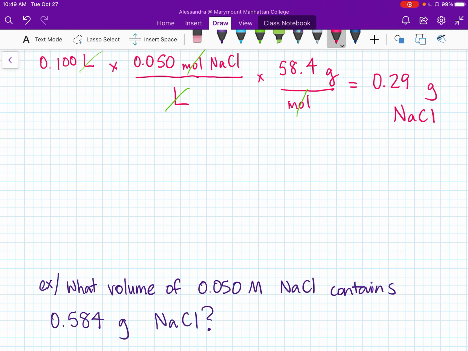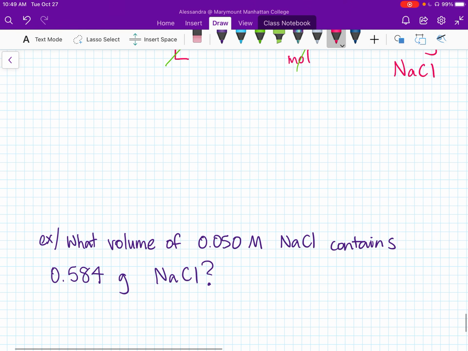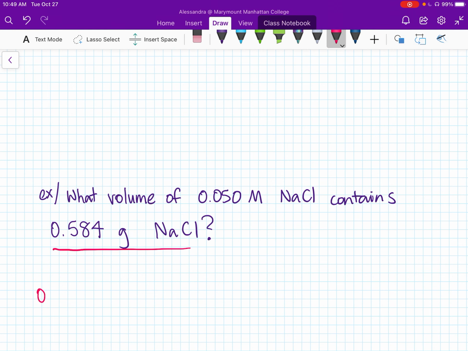One final example, what volume of 0.050 molar sodium chloride contains 0.584 grams of sodium chloride? So here, we kind of want to do the previous problem in reverse. I always start with what I have when I'm doing problems like this. I know that I am trying to figure out the volume that has 0.584 grams in it. So I'm going to start there and see if I can convert to moles and then maybe use the molarity to convert to volume.